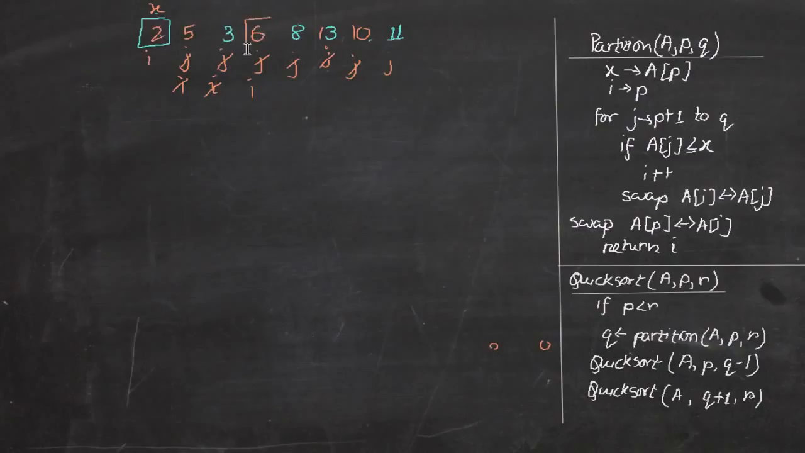So now we make this the dividing point. That means we return I to here, to Q, because this is a partition method. So now Q is the dividing point, so there will be 2 divisions. One is from A, P to Q minus 1, so 2 divisions recursively, like a binary tree: 2, 5, 3. And another is 8, 13, 10, 11. And the first element is always the pivot.